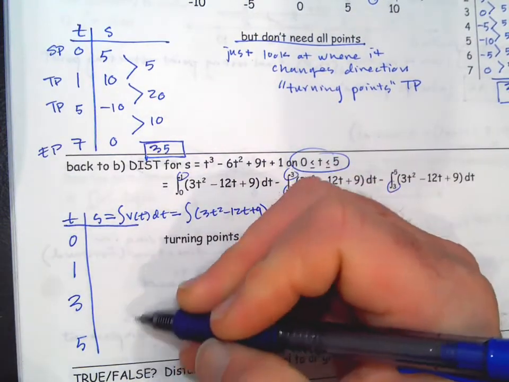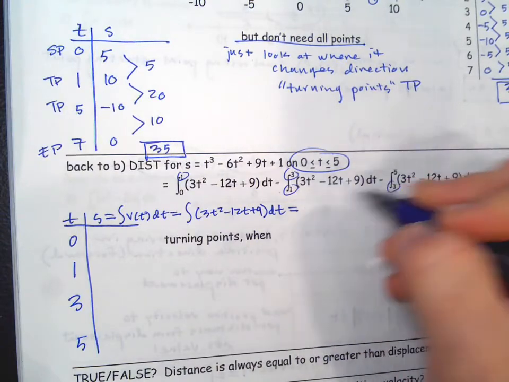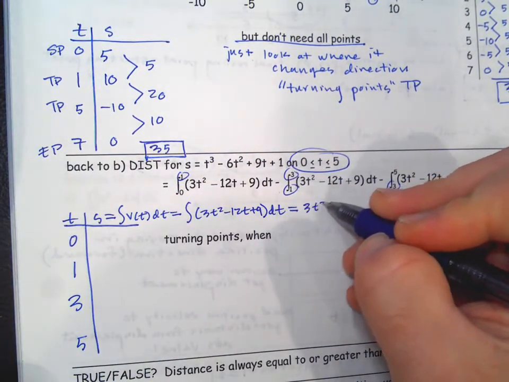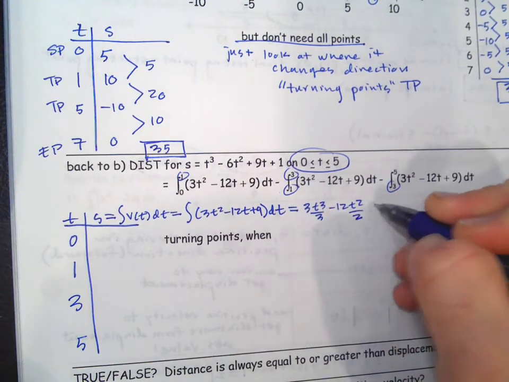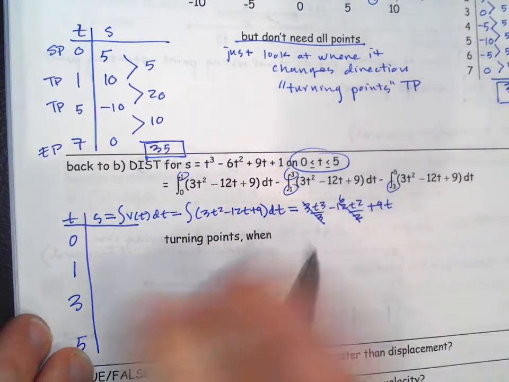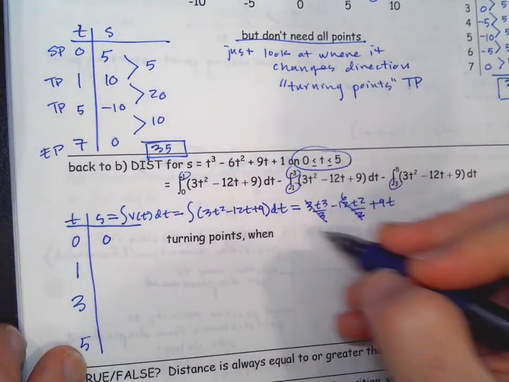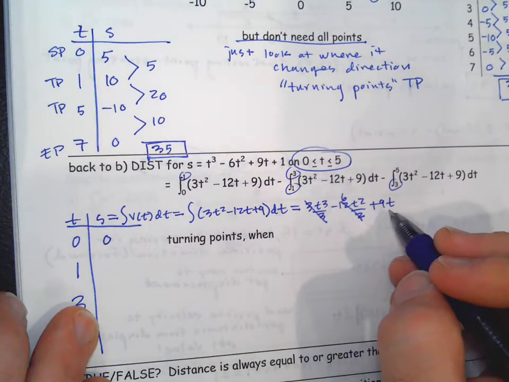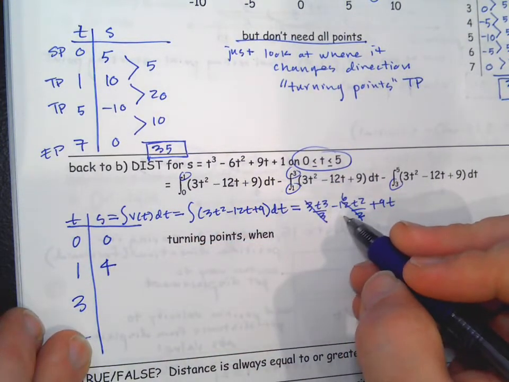Because we're doing this table, we're just going to do it once because it's going to be the same thing all 3 times. We're going to take care of all these in this nice little, cute little table. 3t cubed over 3 minus 12t squared over 2 plus 9t. Okay? And we're going to plug these into that. So if you plug 0 in, you get 0. If you plug 1 in, you get 4. If you plug 3 in, you get 27.